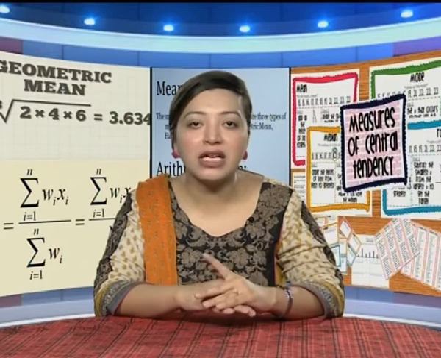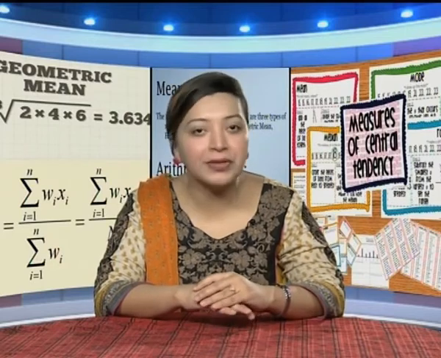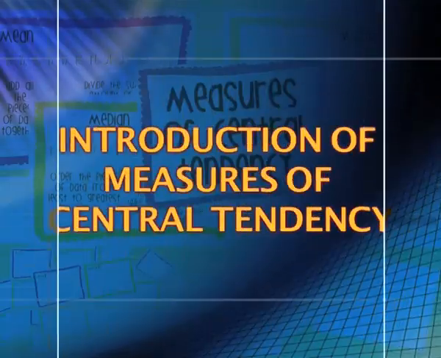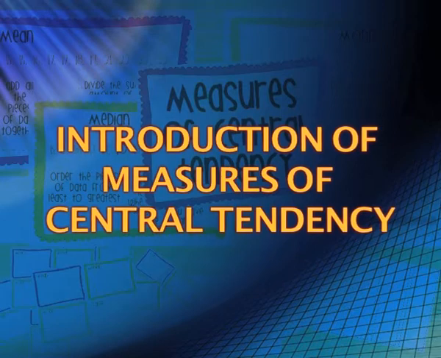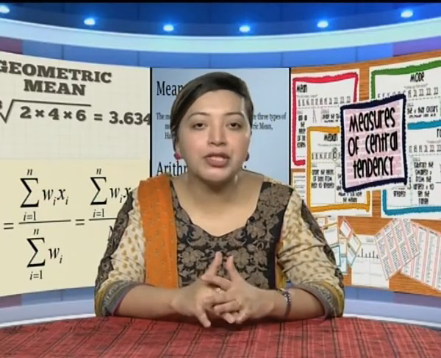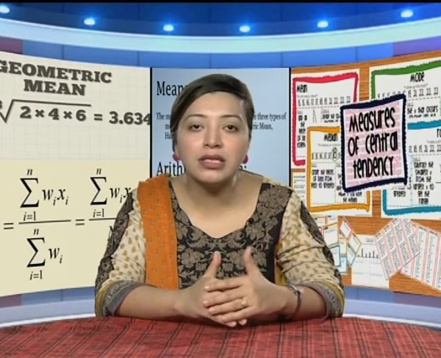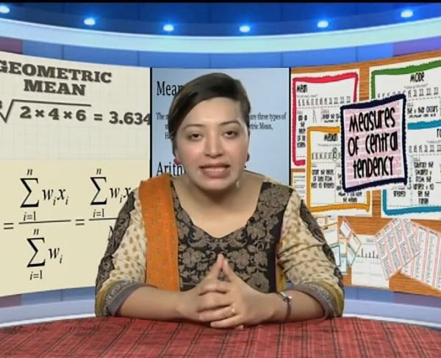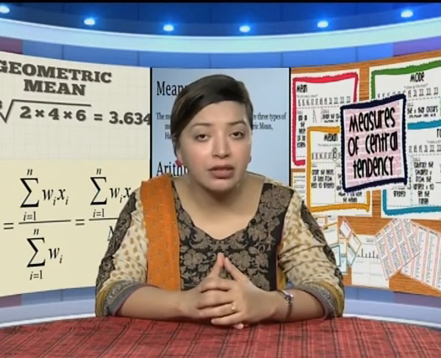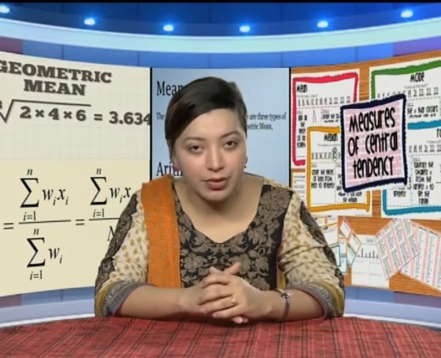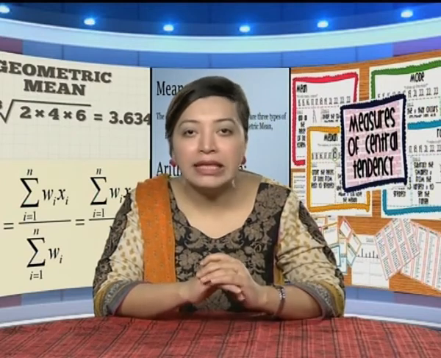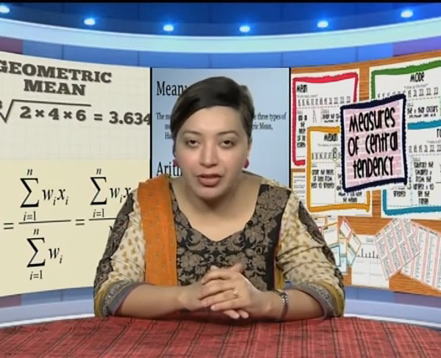But we must first understand the following concepts before proceeding further. Measures of central tendency are numbers computed from the data set that help us locate the center of a relative frequency distribution. These are expressed in the form of averages.